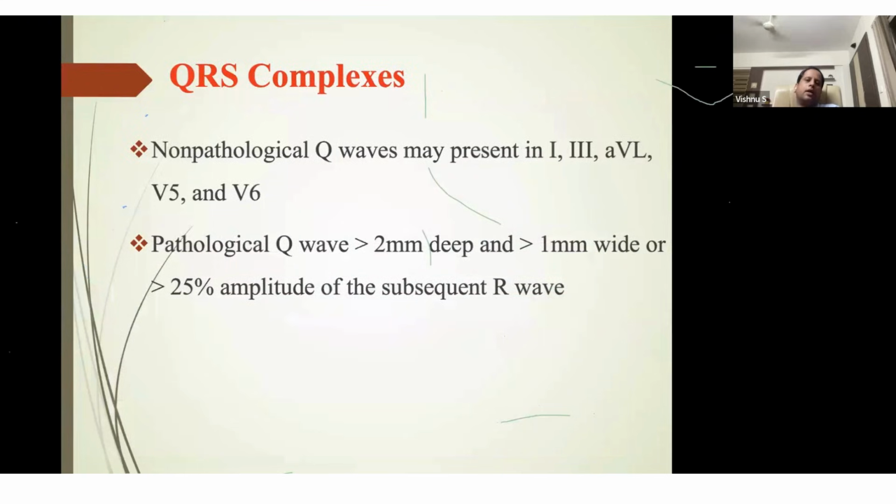The definition of a pathological Q wave is more than 2 millimeters deep, at least 2 small squares, and more than 1 millimeter wide, or more than 25% of the R wave. Then it's a pathological Q wave. Normal Q waves are seen in III, aVL and I. We also discussed V5 and V6. More than 25% is usually the most accurate criterion. More than 25%, with Q waves seen in a vascular territory like the inferior wall or anterior wall, is usually pathological Q waves.